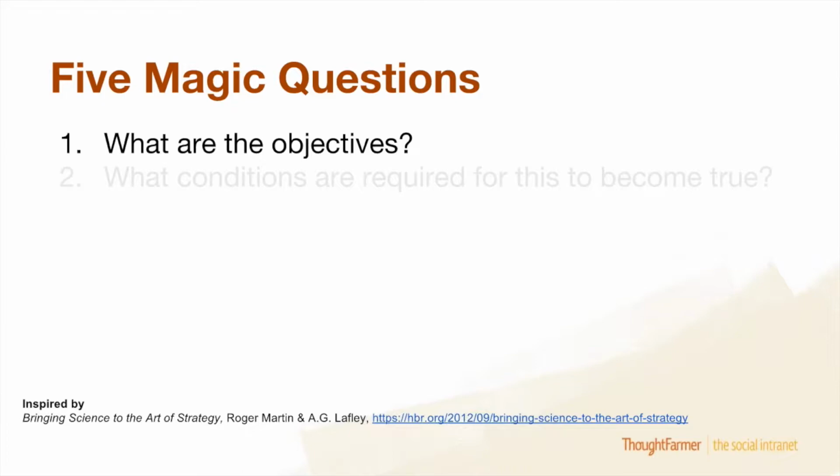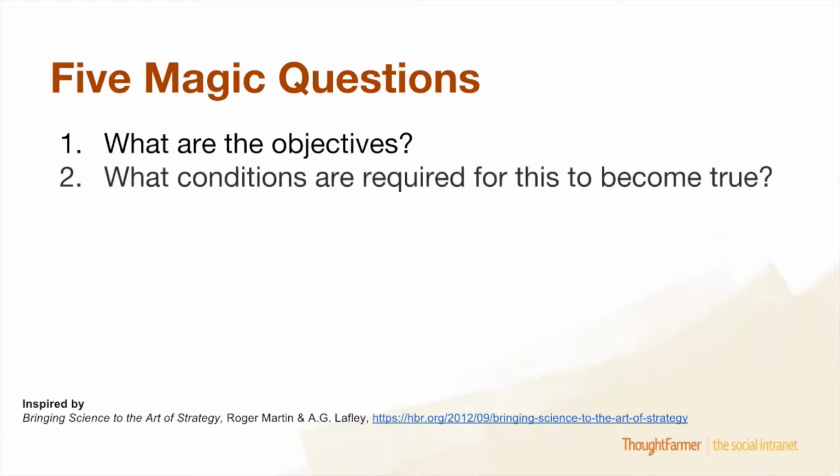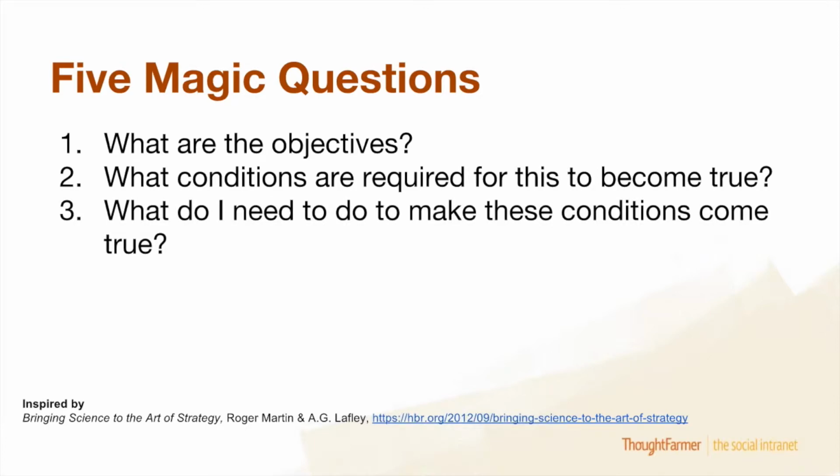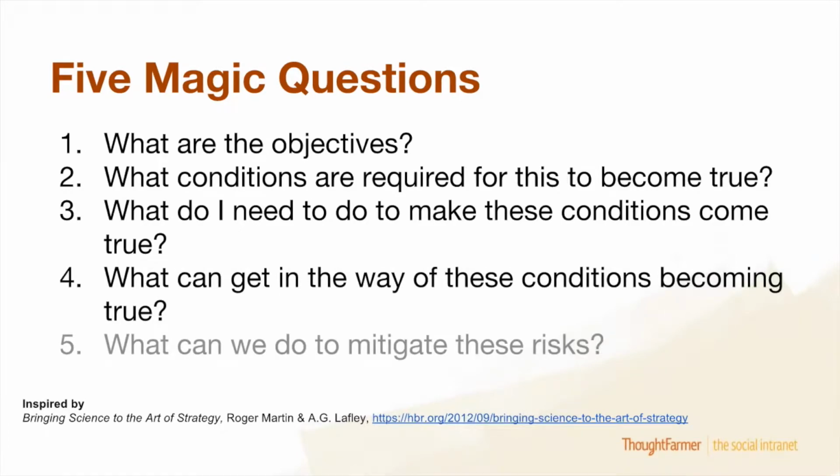We're going to go through these questions one by one, and for each of them, imagine the words "on our intranet" at the end of the question. The first one: what are your objectives for your new intranet? The second question: what conditions are required for these objectives to become true? Number 3, what do I need to do to make these conditions become true? Number 4, what can get in the way of these conditions becoming true? And number 5, what can we do to mitigate these risks? So let's take a closer look here.